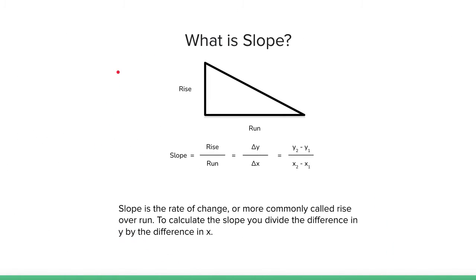You may ask what the slope is. Well, slope is rise over run, and it basically means delta y over delta x, or y sub 2 minus y sub 1 over x sub 2 minus x sub 1. The slope is basically the rate of change, and to calculate the slope, we just divide the difference in the y's by the difference in x. So basically that's the formula to calculate the slope.